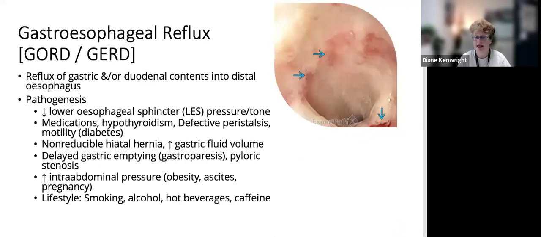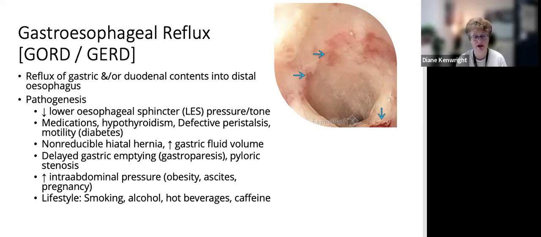Next, let's think about reflux as a cause of esophagitis. Reflux, so common. And I'm sure you've all had the feeling of heartburn. This is your esophagus being inflamed. So let's think of the pathogenesis. Let's think of the steps again.